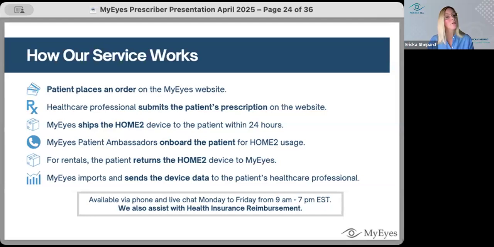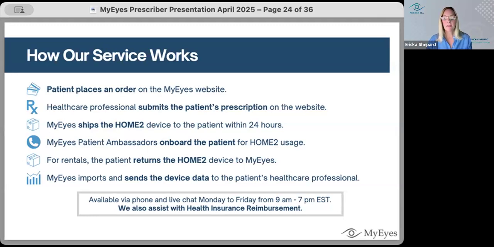So once they're done, a patient can rent for 1 week or multiple weeks, and I'll get into the options that we have toward the end. But once their rental is done, they pack up their device, put it in a box, attach the label that we've sent to them, and send it back to MyEyes. From there, we download any data. Even if they've downloaded the data to the clinic, we make sure that everything that was in the machine is downloaded. And from there, we send a report to the patient, and we send a report to the physician's office.